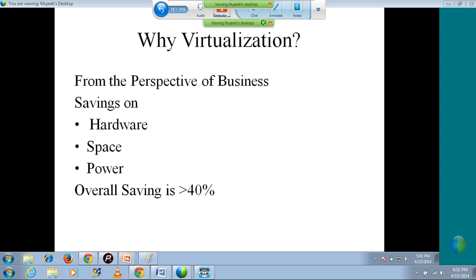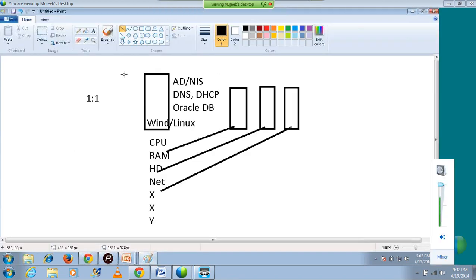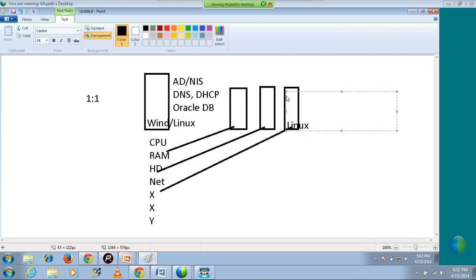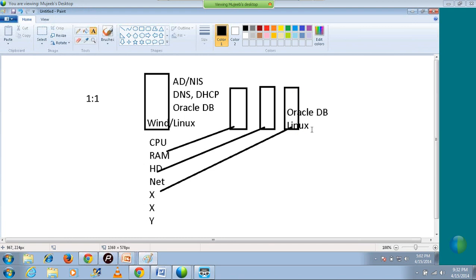Now, let us see from the perspective of administration how virtualization is helping administrators in managing the IT infrastructure in a better, more efficient way. Let us see that. Now, I'll take a small classic example. Let us assume that I have a physical machine. On this, I have installed Linux, let us say, and on top of it, let us say I'm running an Oracle database. Now, let us assume this Oracle database is working as a backend database to an online e-commerce portal.